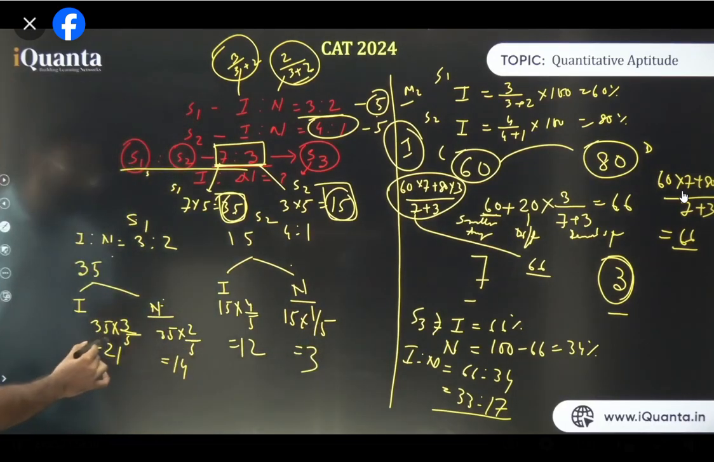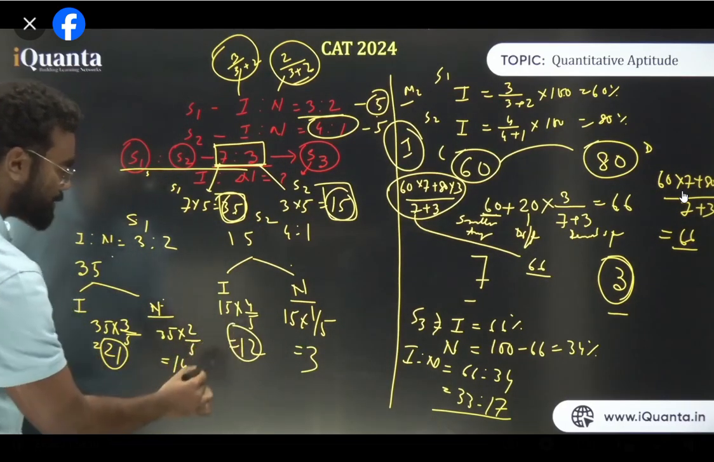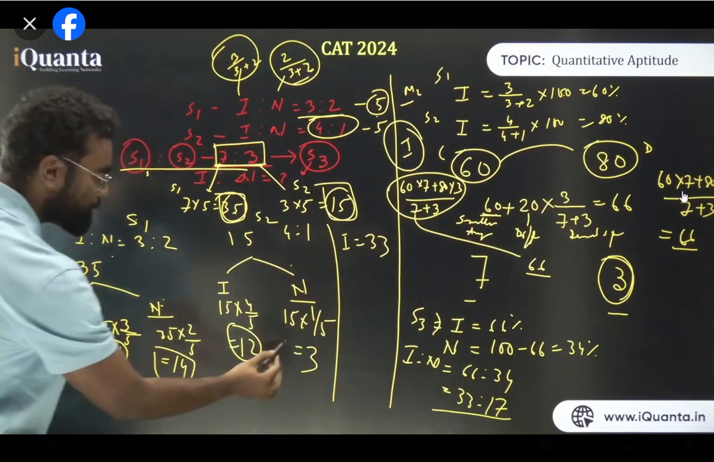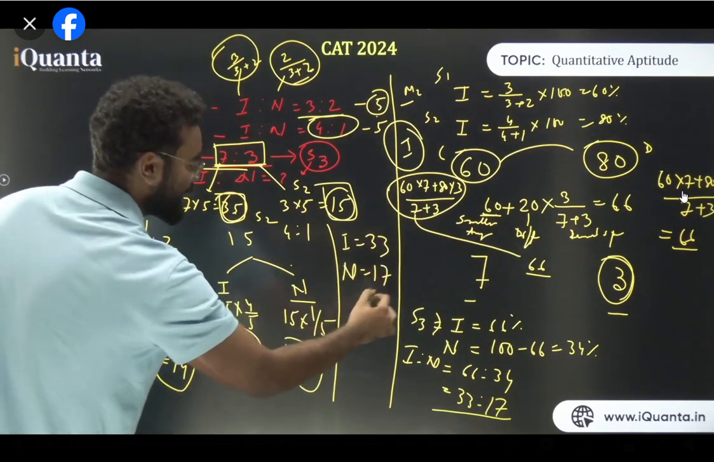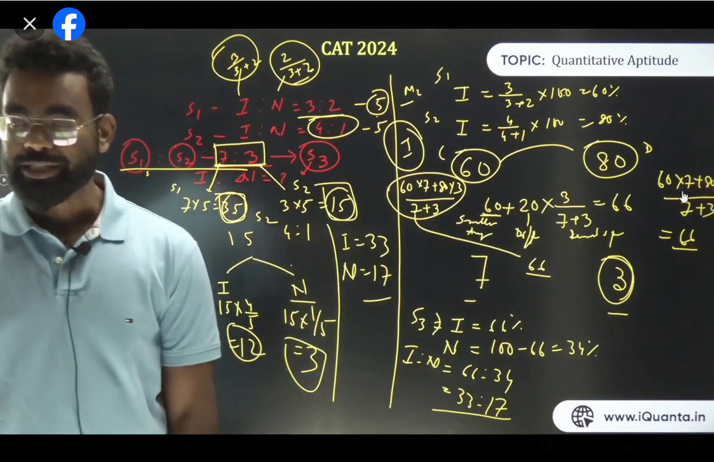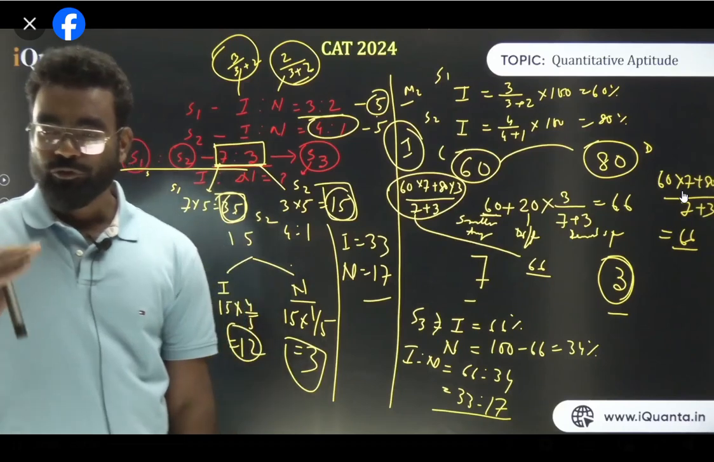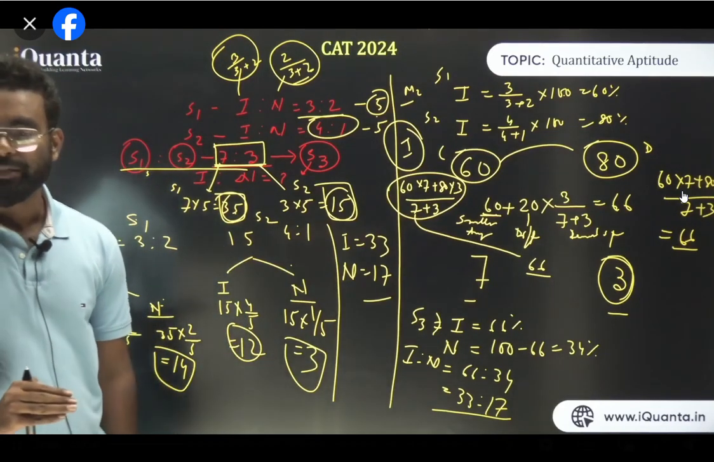So what is the total amount of iron? That is 21 and 12. The total amount of iron is 33, and the total amount of nickel is 14 plus 3, which is 17, and hence you get your answer. This is the fastest method to solve this question. Am I clear? So all these ways you can solve this question. I have given you 4 methods to solve this one particular question.